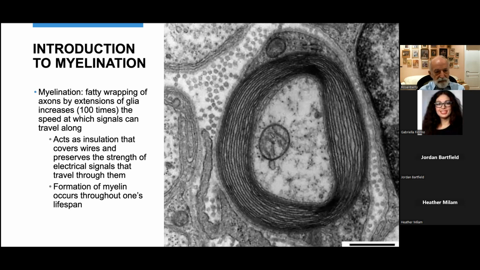Myelination is the fatty wrapping of axons by extensions of glia, which increases 100 times the speed at which signals can travel along. So the myelination of a neuron results in up to 100 times faster speed of transmission. The myelination acts as an insulation that covers wires and preserves the strength of electrical impulses that travel through them, and formation of myelin occurs throughout one's lifespan. Next.